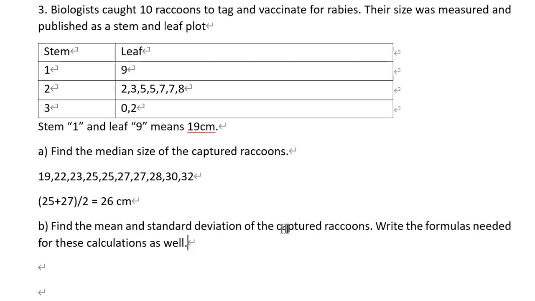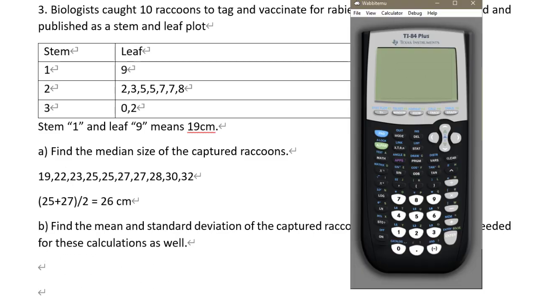Find the mean and standard deviation of the captured raccoons. Write the formulas needed for these calculations as well. Okay, well, probably the best way to do this is to just put all those numbers in a table and click stat. That's faster, but you also have to write the formulas for these calculations. That's because you should know how they were obtained, not just punching them into the calculator. So although the quicker way would be just to use the table, you can certainly do that and then write the formulas, but let me just show you how to do this on a calculator.